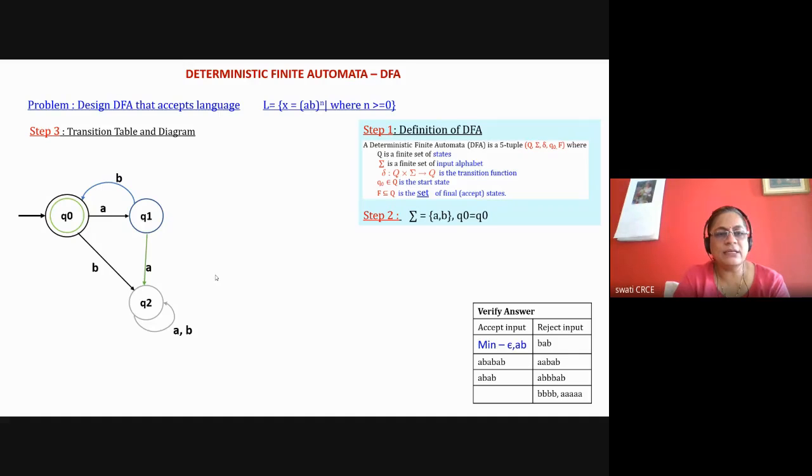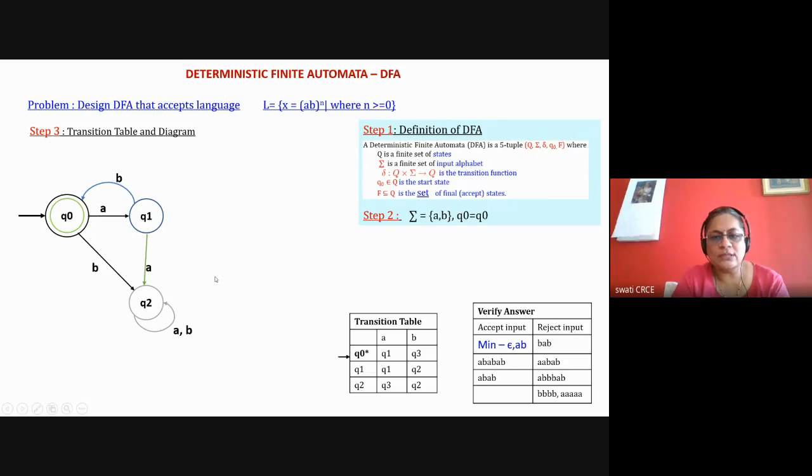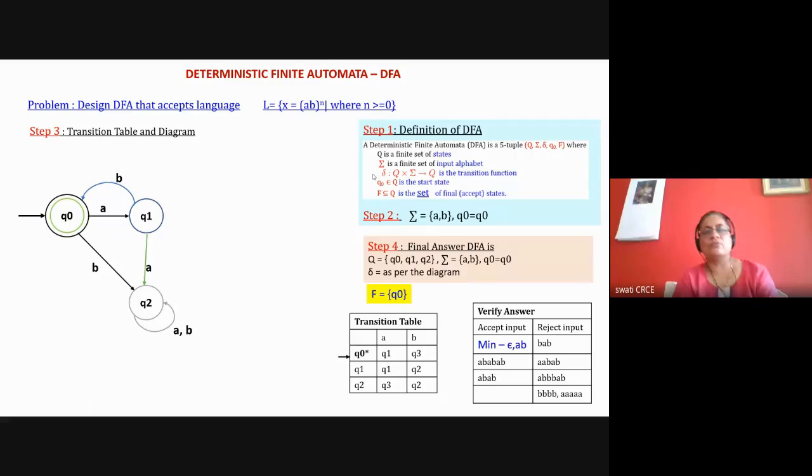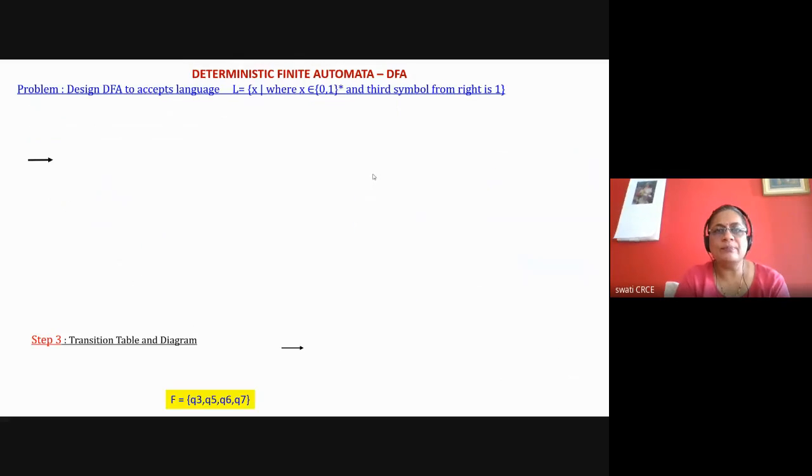Now in Q1, if there is any A, you are getting double A. That is also not allowed, so it will go to the dead state. Okay. So draw the transition table, then the final answer and the final state. Don't forget to show the initial state and final state and write down the final answer. Writing the logic, definition, and final answer carry one or two marks each. If it is a 10 marks question, then at least 3 or 4 marks. Okay, so this is done. We go to the next problem.